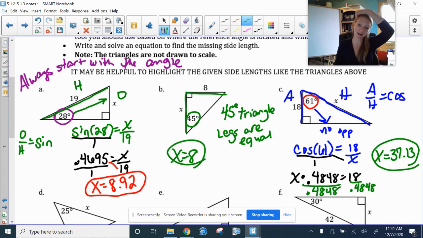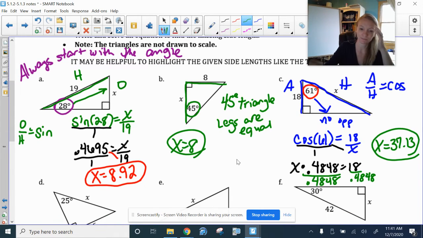Okay, so if you're trying to find the hypotenuse, you're probably going to have to divide by a decimal in order to get that hypotenuse to be a bigger side.